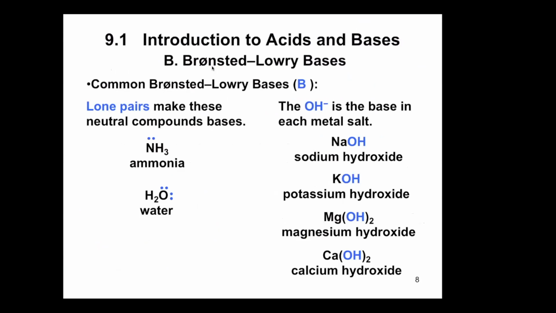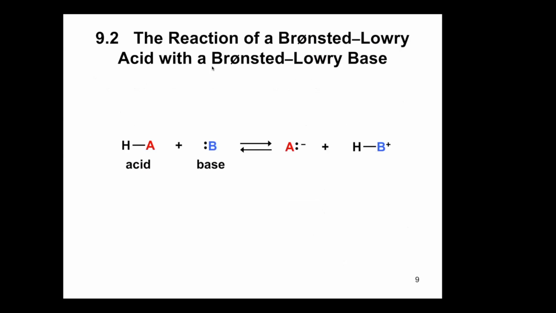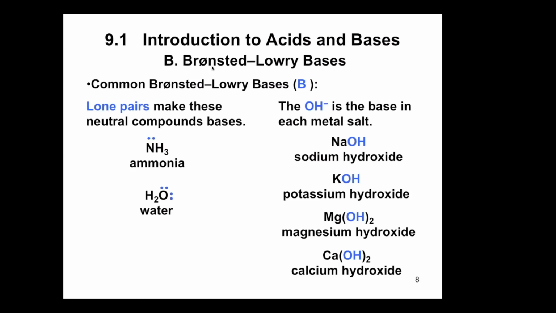Okay, so here are some of the most common Bronsted-Lowry bases that we have. We have ammonia. Lone pairs make these neutral compounds bases. We also have water. For the salts, we have sodium hydroxide, potassium hydroxide, magnesium hydroxide, and calcium hydroxide. Okay? So later, we will be defining what water is, since it can act as a Bronsted-Lowry acid or base. What do we call it? Because why can it be an acid, and why can it be a base?